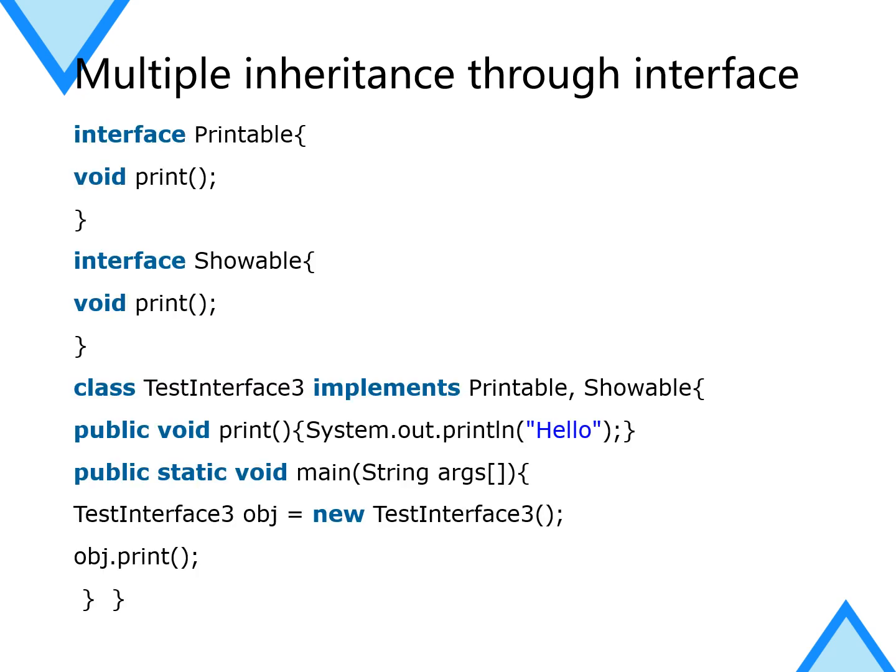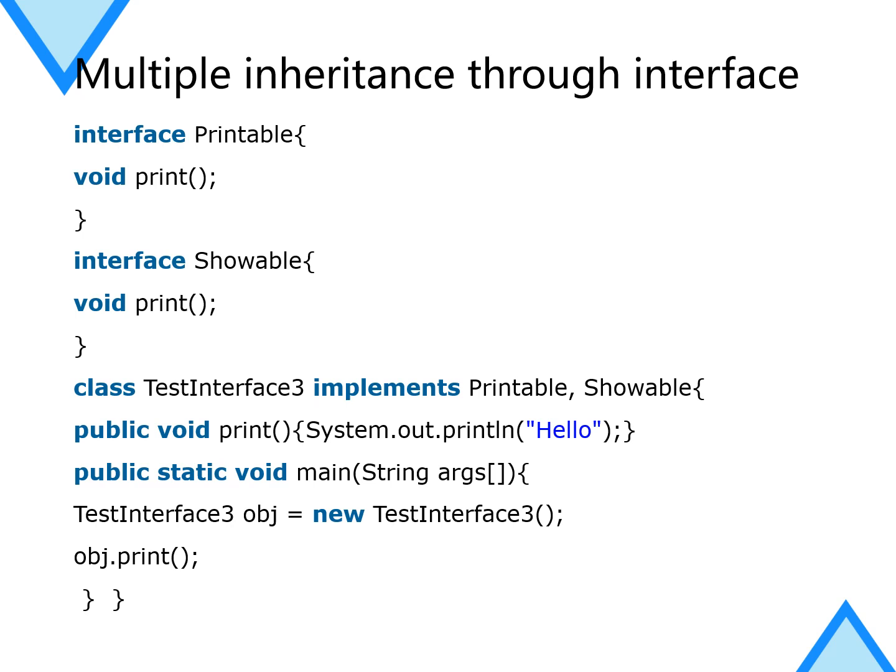Multiple inheritance through interface. So let's see some example. We have interface printable, which has method print. We have interface showable, which also has method print. Now we have class TestInterface3 which implements both printable and showable. We have another method print. In this class TestInterface3 we are going to implement the print method which is part of the printable interface as well as part of the showable interface.